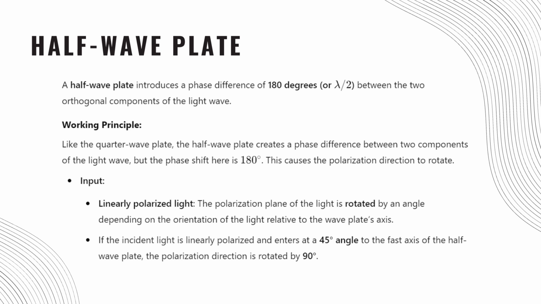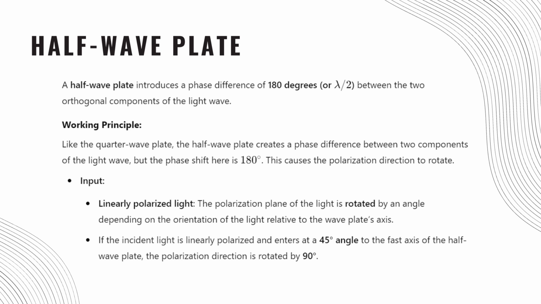Half-wave plate. A half-wave plate introduces a phase difference of 180 degrees, or λ/2, between the two orthogonal components of the light wave. Working principle. Like the quarter wave plate, the half-wave plate creates a phase difference between two components of the light wave, but the phase shift here is 180 degrees. This causes the polarization direction to rotate. Input will be linearly polarized light.